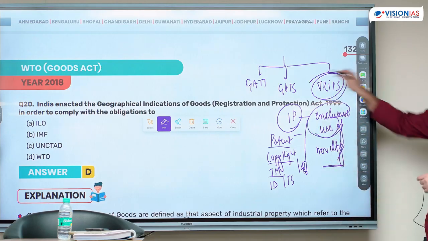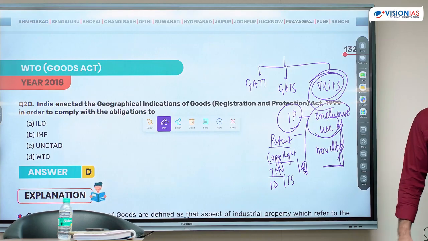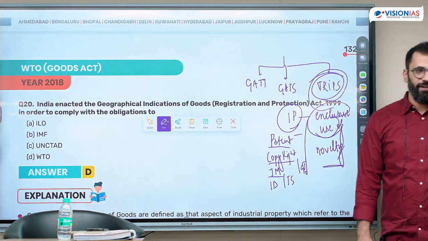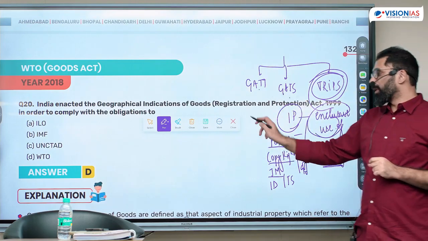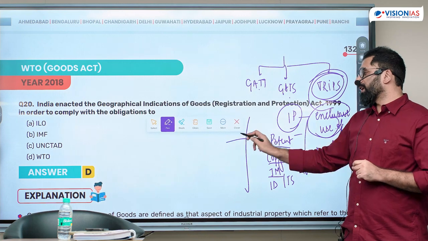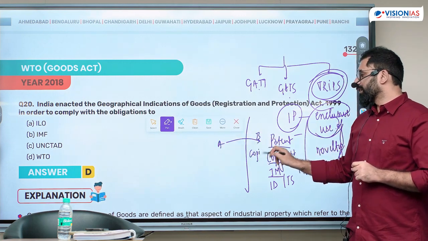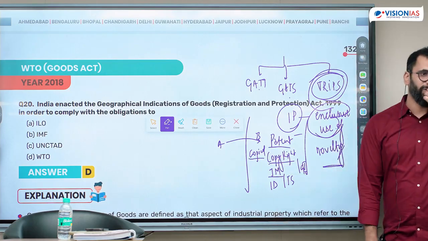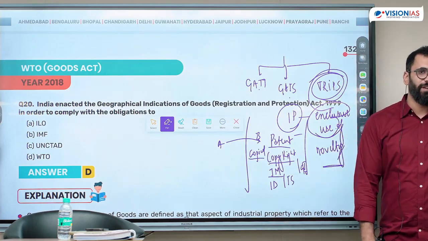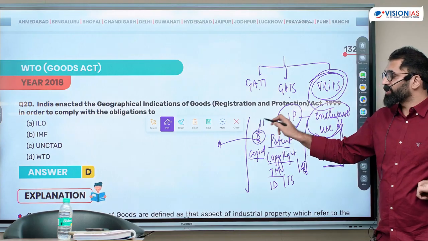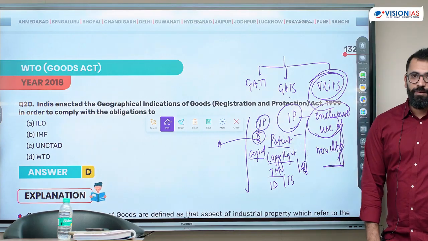Now what is the meaning of TRIPS here? Trade related intellectual property right matters. What is WTO dealing in? Multilateral trade, trade in goods, trade in services. But what if a product comes from country A to country B and that product gets copied? What's the point of me investing so much when it's getting copied? Why is it getting copied? Because this country might not have stringent IP laws.